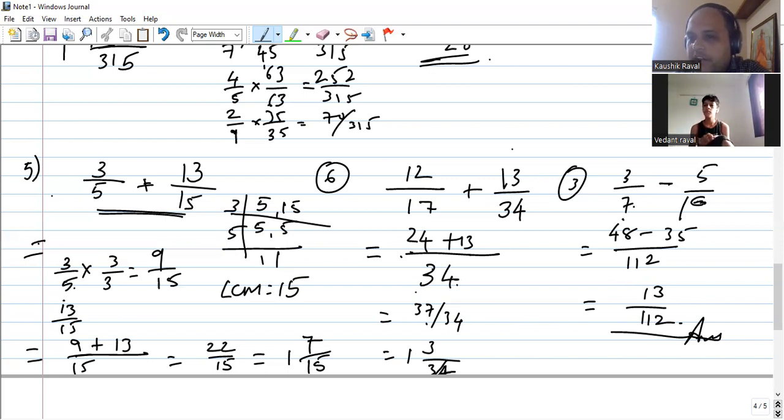So 7 16s are going to be 112, and 16 threes is going to be 48. Right? 48. 16 sevens is 112, so 5 sevens are 35. 48 minus 35, answer is 13. This is a proper fraction. That is your answer. Simple. Game over.